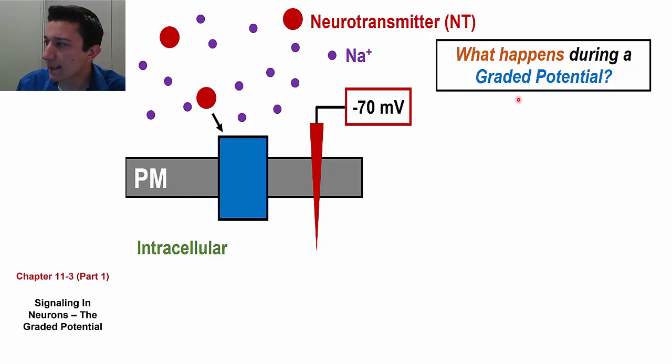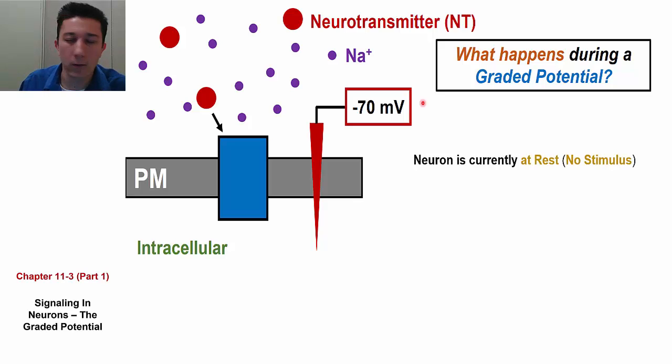So we'll take a look at what happens during a graded potential really briefly. We've got a little section of our plasma membrane here. Recall that neurotransmitters have to bind to a neurotransmitter receptor. In skeletal muscle cells, we saw these as ACh receptors, but here we'll just go with a general neurotransmitter. We've also got some sodium on the outside of our cell here. And our cell is at resting membrane voltage because it's at minus 70 millivolts, as indicated by our little voltmeter across the plasma membrane. So our neuron is currently at rest. No stimulus is being applied yet, anyway.